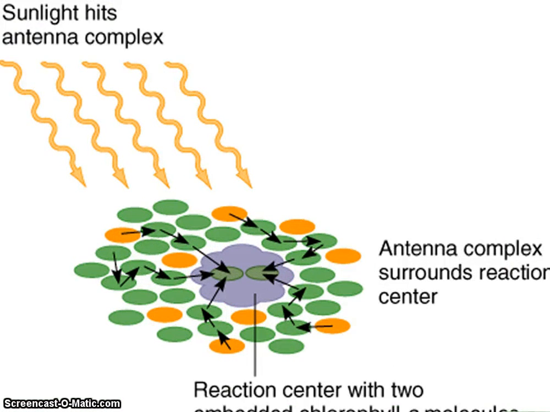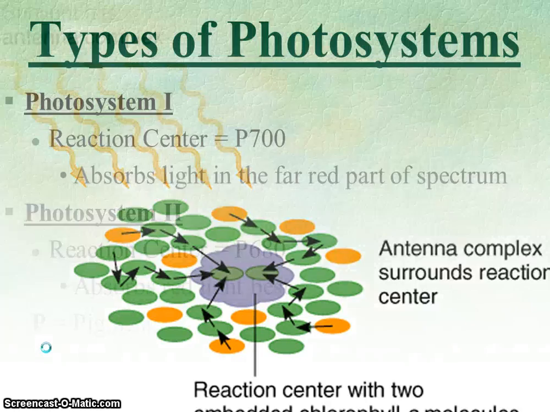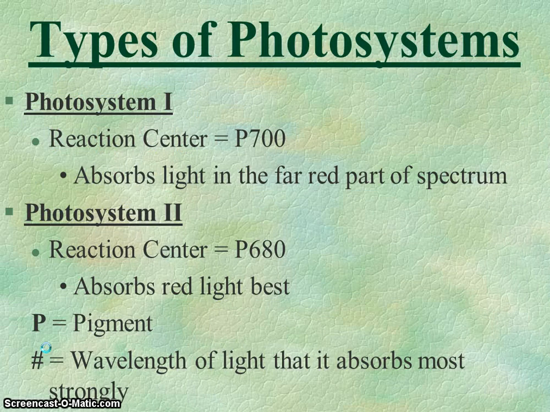Okay, and this is just showing you it's going to absorb the sunlight. It's going to have the antennas surrounding the reaction center that's going to help with the absorption of sunlight. And that is the general gist. And again, I said that there were two photosystems, photosystem 1 and 2. Okay, photosystem 1 is going to absorb the light from the far red part of the spectrum, and photosystem 2 is also going to be absorbing the red light. Okay, we're going to say P is pigment, so P680 is pigment of wavelength 680.